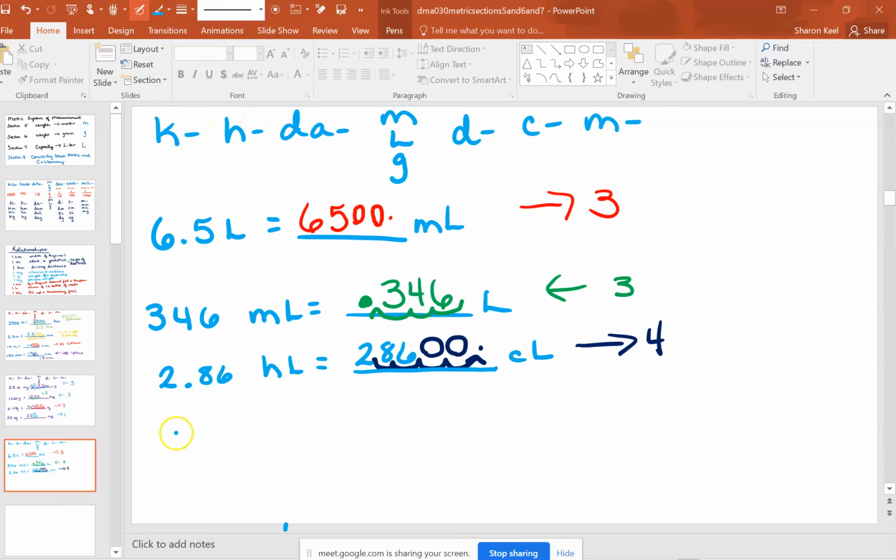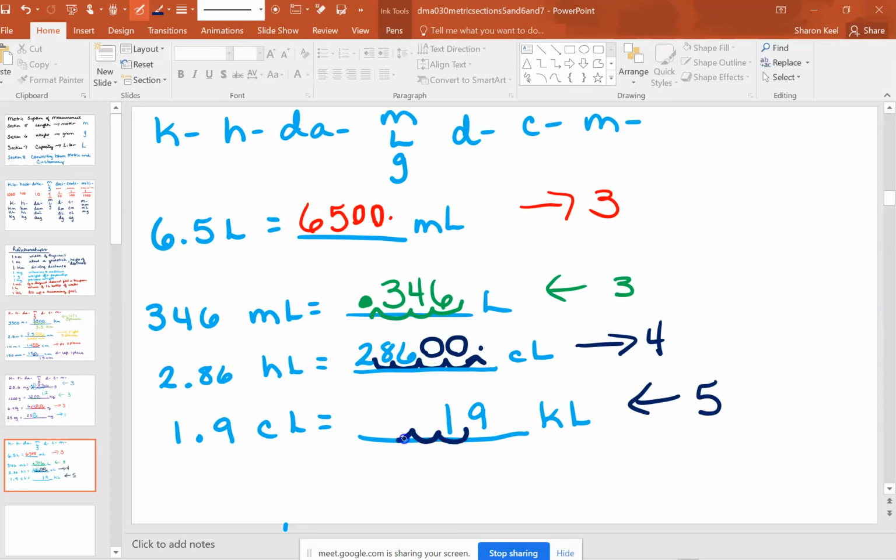Let's say I have a 1.9 centiliter and I want to convert that to a kiloliter. So I would start at centi, which is here, and go left 1, 2, 3, 4, 5 places. I would go left 5. So starting here, 1, 2, 3, 4, 5. The decimal goes up to the front. I'm going to have to add in 1, 2, 3, 4 zeros. That 1 took the place of that fifth one.